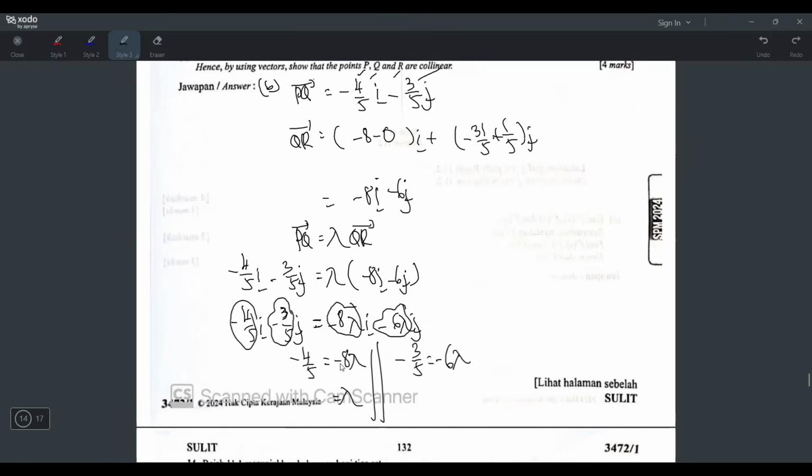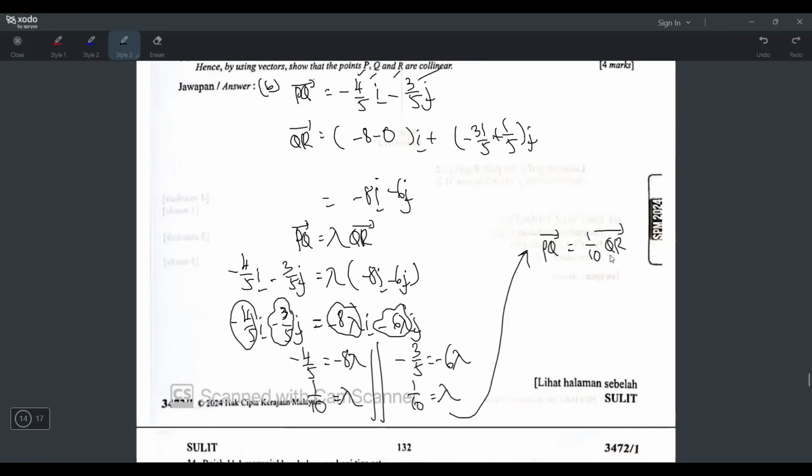So negative divide negative is positive. 4/5 divide 8, you get, okay, let's press calculator. 4 divide 5 divide 8. Okay, 1/10. So this is lambda 1/10. But you have to make sure you find here also. And if this lambda value is same with this, then only we can say these two vectors are parallel. Okay, 3/5 divide 6 is also 1/10. Yeah. And then the negative divide negative become positive. So as you can see, the lambda here both same, right? So if the lambda here both same, that means vector PQ is really equals to 1/10 QR, meaning the PQ is parallel to QR, and 1/10 is the ratio.